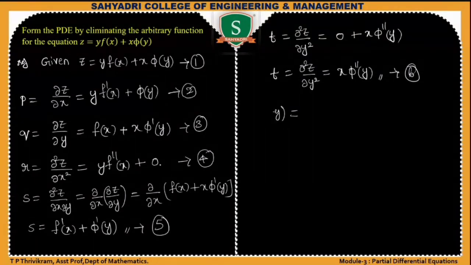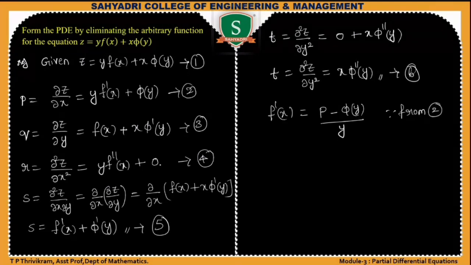Now from equation 2, I'm going to find f'(x). f'(x) is equal to how much? p minus φ(y) divided by y, since from equation 2.